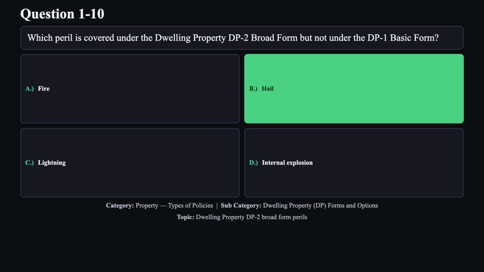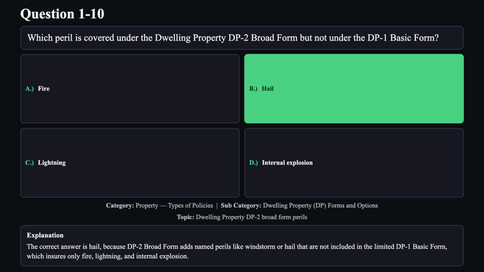The correct answer is B. The correct answer is hail because DP2, broad form, adds named perils like windstorm or hail that are not included in the limited DP1 basic form, which ensures only fire, lightning, and internal explosion.